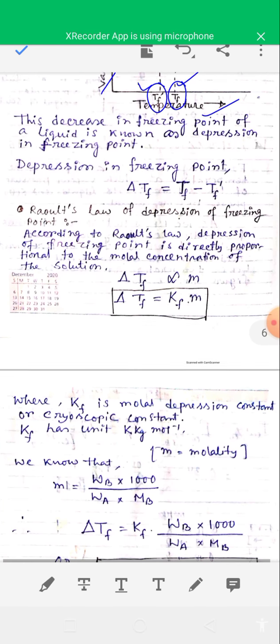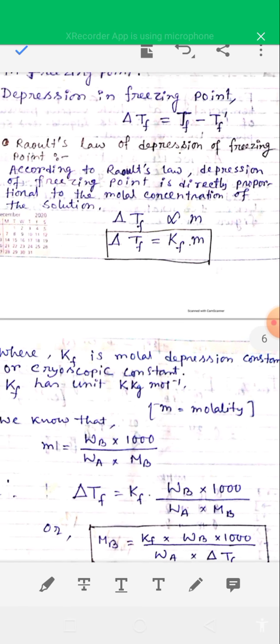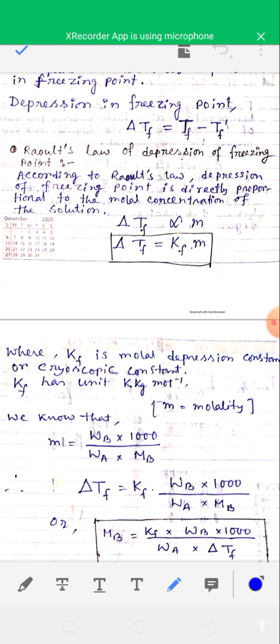And there is a Raoult's law of depression of freezing point, like Raoult's law of elevation of boiling point. It is similar. Depression of freezing point of a solution in which a non-volatile solute is present is directly proportional to the molal concentration of the solution. According to Raoult's law, the depression of freezing point of this solution is directly proportional to the molal concentration of the solution, that is delta Tf is proportional to m, where small m is the molality of the solution.